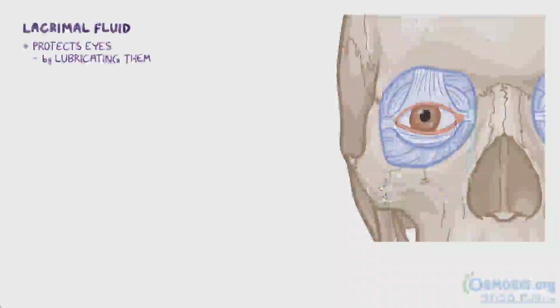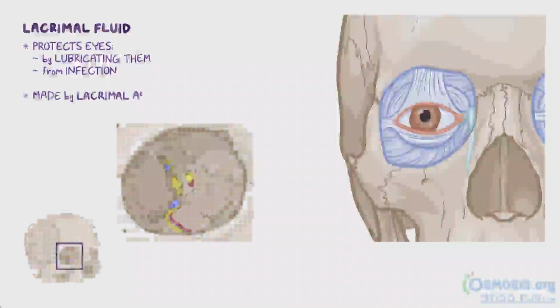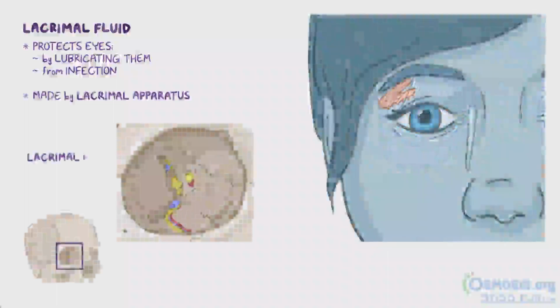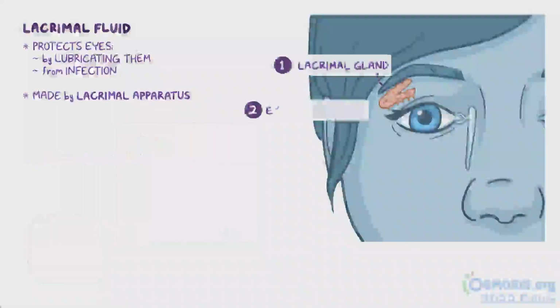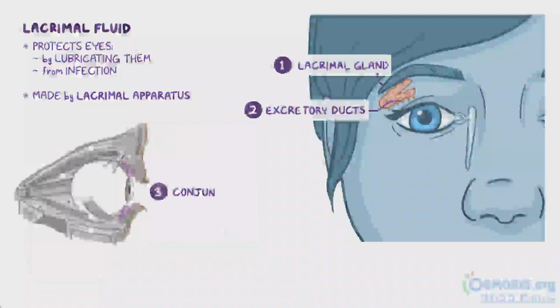In addition to the eyelids, the lacrimal fluid also plays an important role in protecting the eyes, by lubricating them and also protecting them from infections. The lacrimal fluid is made from the lacrimal apparatus, which begins with the lacrimal gland, found in the lacrimal fossa of the frontal bone. The lacrimal fluid then drains through the excretory ducts of the lacrimal gland into a specialized bursa called the conjunctival sac, which is bound by palpebral conjunctiva and bulbar conjunctiva.